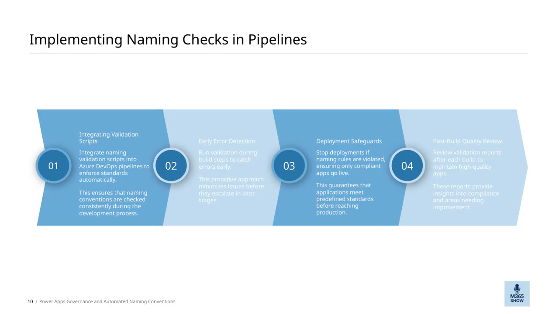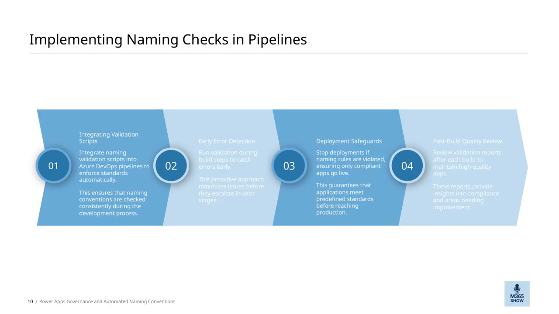Running validation during the build steps allows us to identify errors before they can cause bigger problems later. In addition, we can set up our pipelines so that if any naming rules are violated, the deployment stops immediately. This safeguards our environment by making sure only applications that meet our standards go live. It's a proactive way to maintain quality and compliance.